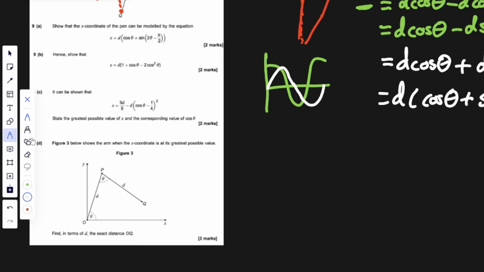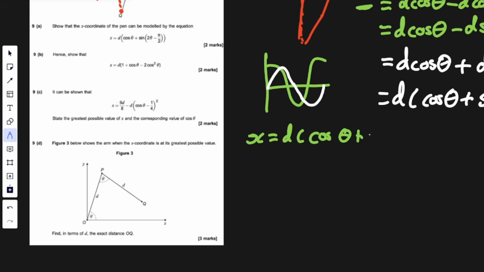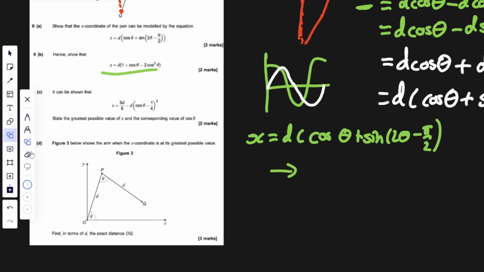Well, what's the difference? We're talking about hence, so we're clearly going from x equals d times cos theta plus sine of 2 theta minus pi on 2. We're clearly going from that to this thing. So we want to try craft it into that, a bit like a clay modeler. So what's the difference? Well, the difference is I've only got cos thetas. So I need to convert all of these trig functions into cos thetas.